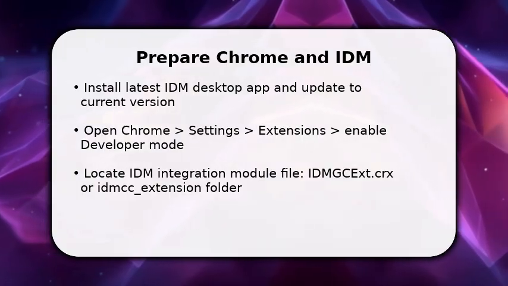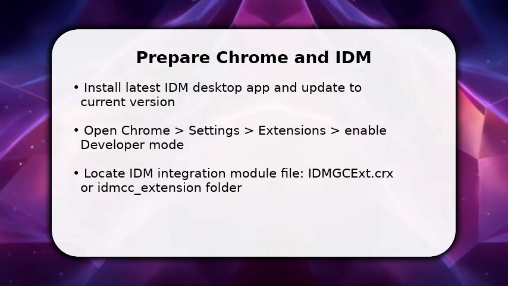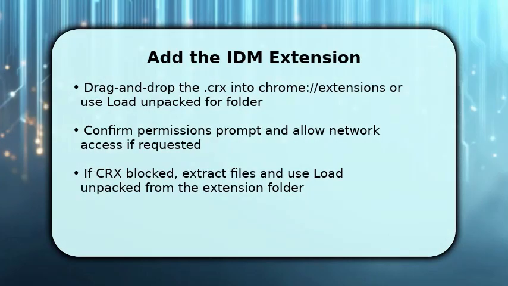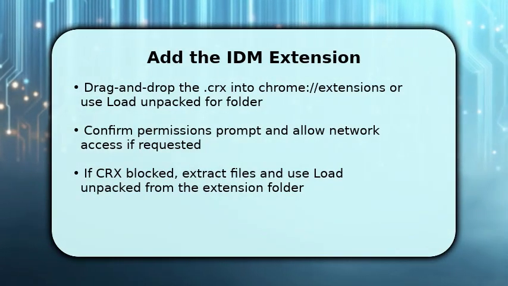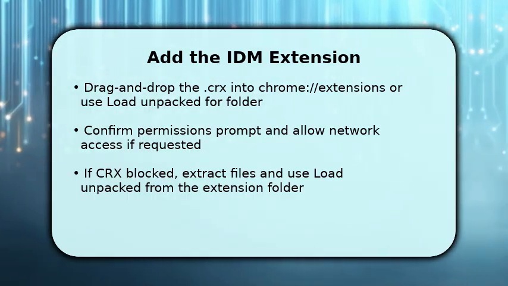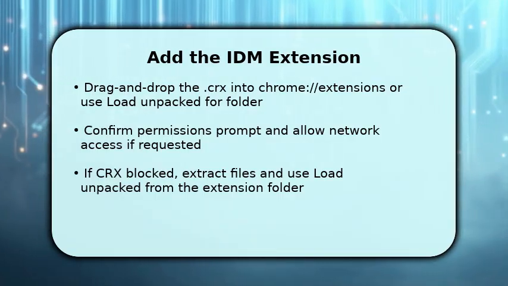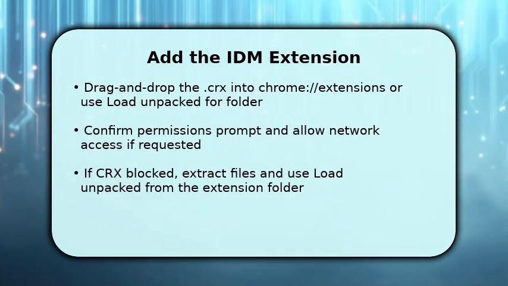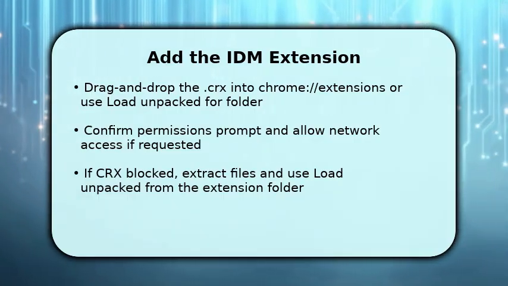Next, we'll add the extension directly into Chrome. You will install the connector by dragging the CRX onto Chrome, //extensions, or by clicking Load Unpacked and selecting the extracted IDM extension folder. When Chrome prompts, accept the permissions and enable the extension. This is necessary so IDM can capture downloads. If Chrome blocks CRX, extract it with a zip tool and load the unpacked folder instead.